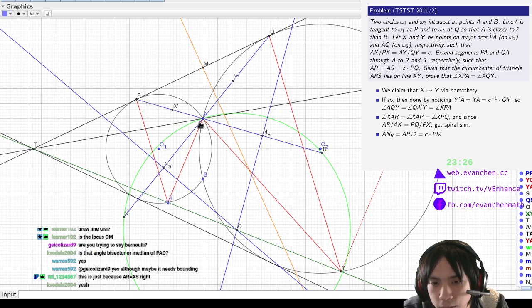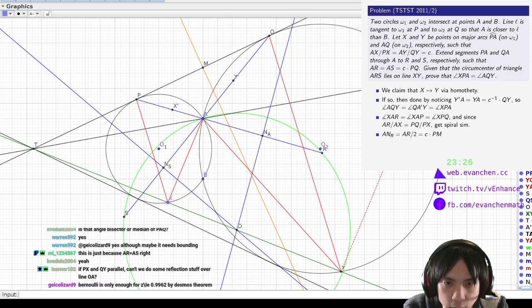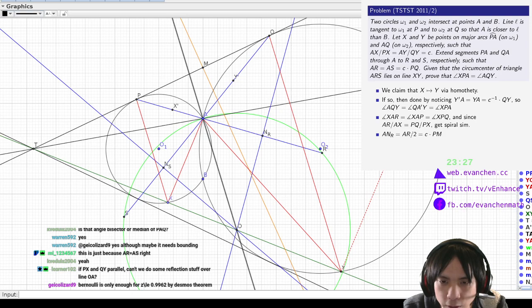So it's the angle bisector. I'm curious, what does the angle bisector of angle PAQ look like? Does it pass through anything interesting? If PX and QY are parallel, we don't know that. That's what we're trying to show. Maybe this is parallel to all of them. Yeah, it's possible this line AO is actually also just parallel to XP. Let's check that.